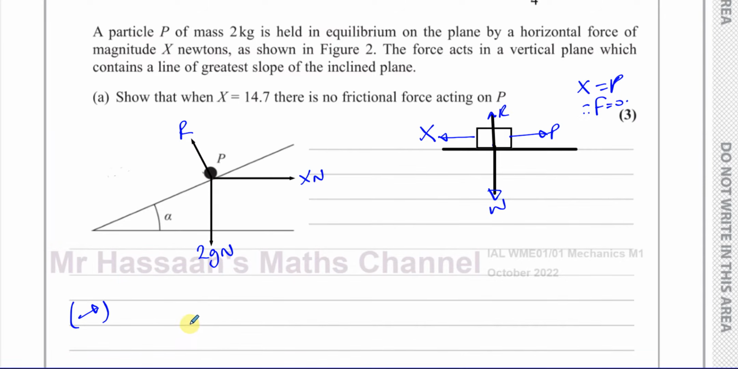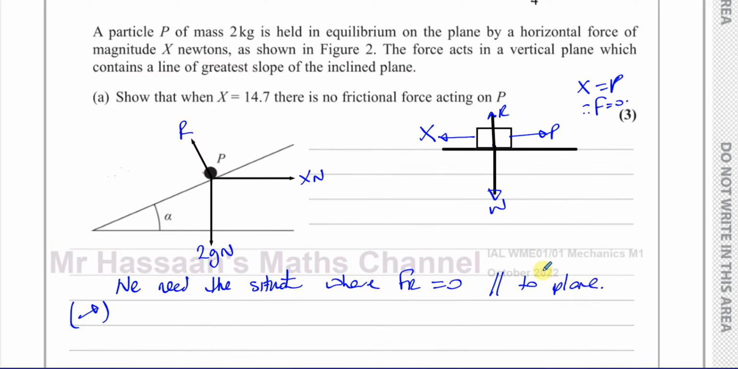we want to find the situation where the resultant force is equal to 0, parallel to the plane. That's what we need. If the resultant force, without considering friction, is equal to 0 parallel to the plane, then we've got the situation where friction will be 0. So how do we do that? We have to resolve the forces parallel to the plane. So let's think about these forces parallel to the plane.